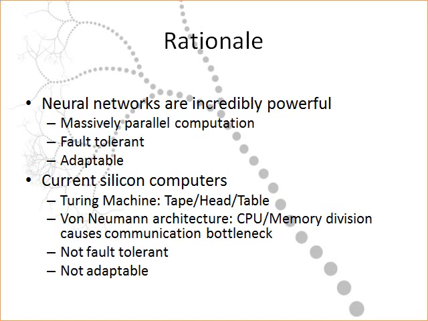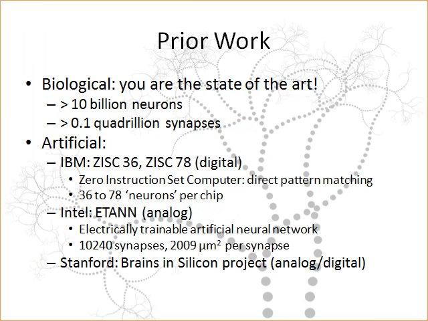But when put into practice, in something like the von Neumann architecture, which most computers use today, there's a division between CPU and memory, and this causes a communication bottleneck when one is trying to achieve more rapid performance. In order to increase the computational power of computers, it may be necessary to move to a more parallel architecture. Unfortunately, current silicon computers are also incredibly bad at fault tolerance, and they are incredibly bad at adapting to new complex situations.